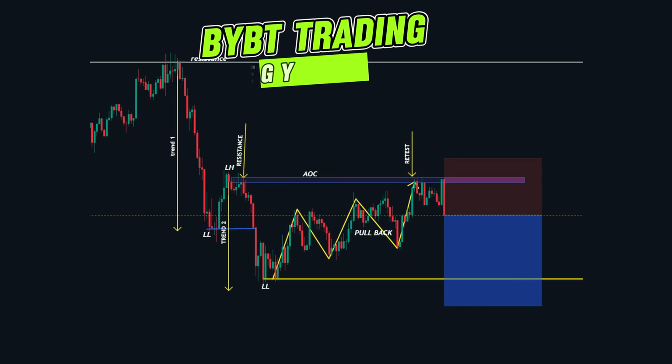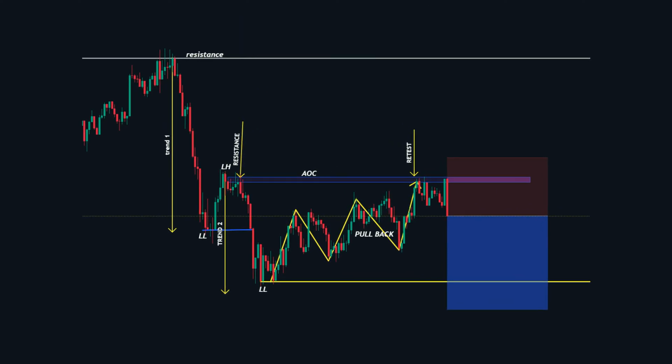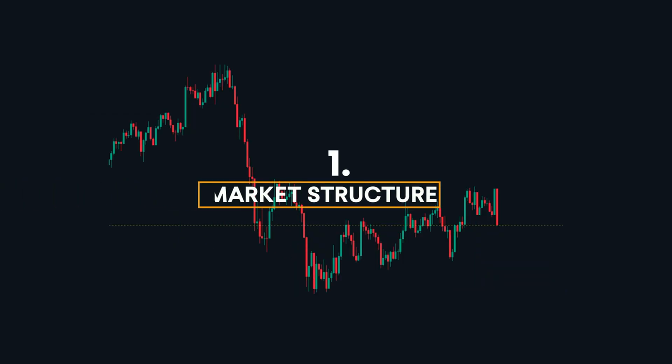Let me break this setup down technically. I am not starting from the entry. I am starting from structure.